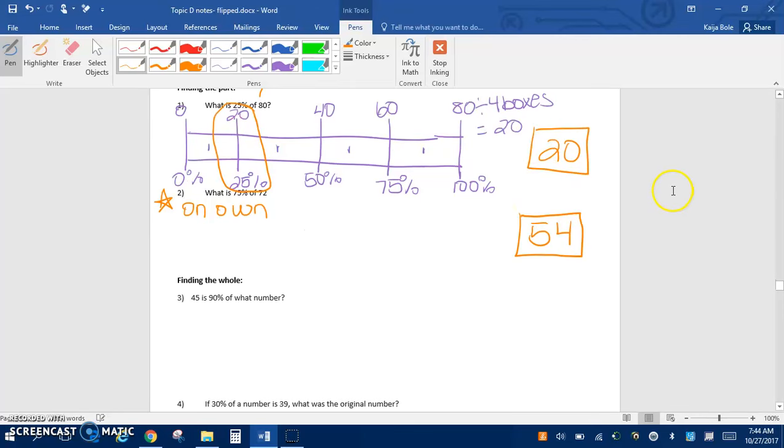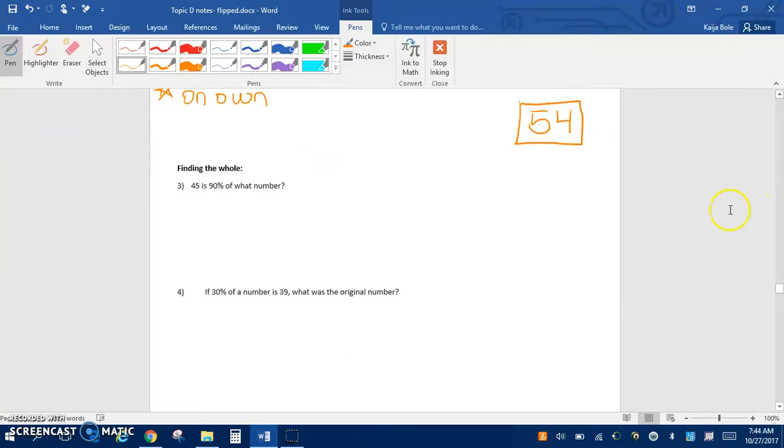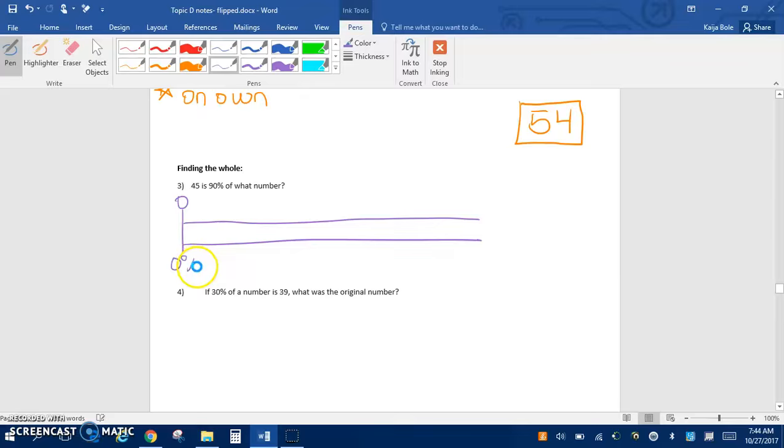The last one I want to do with you is number 3. So this is finding the whole. So finding the whole means we don't know what the total is. So this one says 45 is 90% of what number? So we start our double number line here. We know that we have 0 on the end and then 0%. And then down here, we know that we're going to have 100%. And we're looking for that total up there.